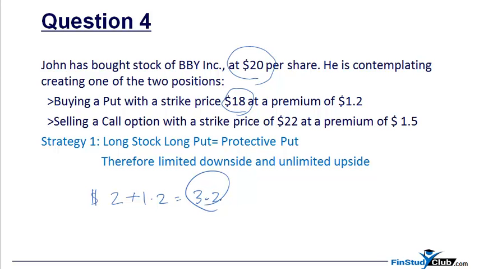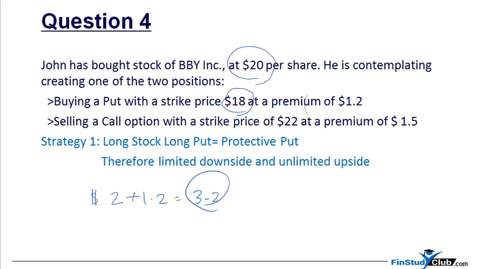To what extent can it move up, and depending upon that, John is going to have substantive profit. Now what's going to be the break-even point? Now you would reckon it should be $21.2 because he would be making $1.2 on the stock, only to be set off by the $1.2 premium that he spent on buying the put. Alright, so there are limited downsides and unlimited upsides.